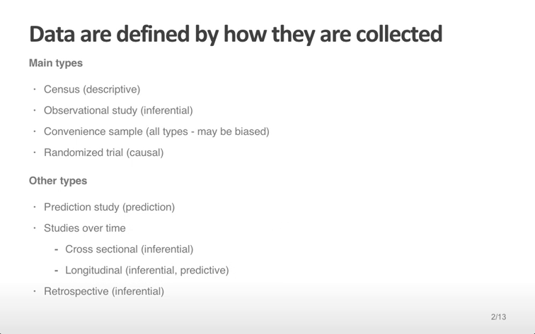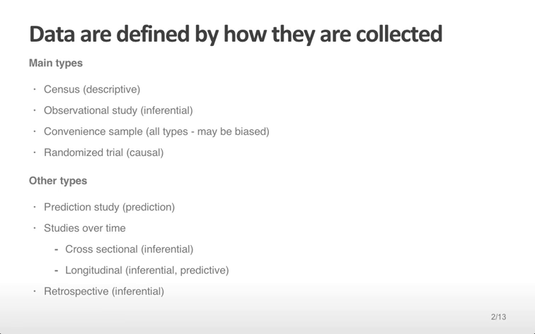So data are defined by the way that they're collected, and there are several main types. There's a census, which can typically be used for descriptive problems. There's an observational study, which is usually used for inferential problems. There's a convenience sample, which may be used by all types. It's a particular kind of sample that may be biased. There's a randomized trial, which is often used for causal analyses.